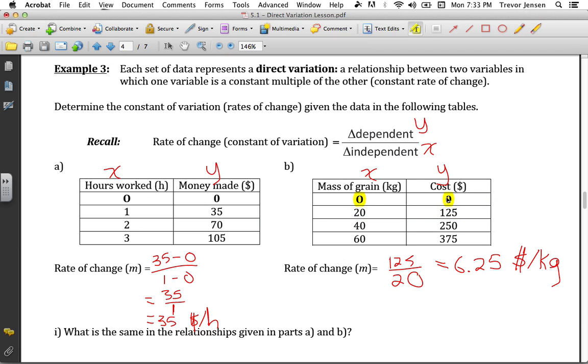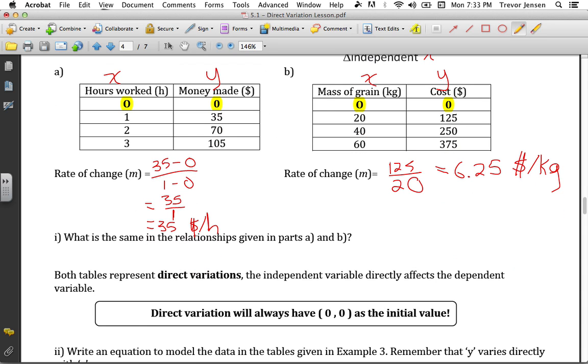In this table of values, the initial value of x is 0, the initial value of y is 0. In this one, the initial value of x is 0, the initial value of y is 0. So they have the exact same initial value of 0, 0. What's the same in the relationship between part A and part B? They both have an initial value of 0, 0.